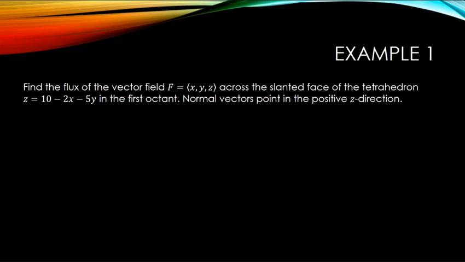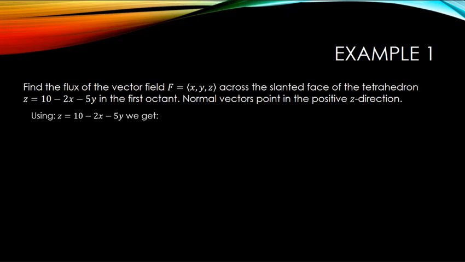Let's work an example. I want to find the flux of the vector field given by F equal to a vector with components x, y, z across the slanted face of the tetrahedron given by z equal to 10 minus 2x minus 5y in the first octant. We're going to assume our normal vectors are in the positive z direction.